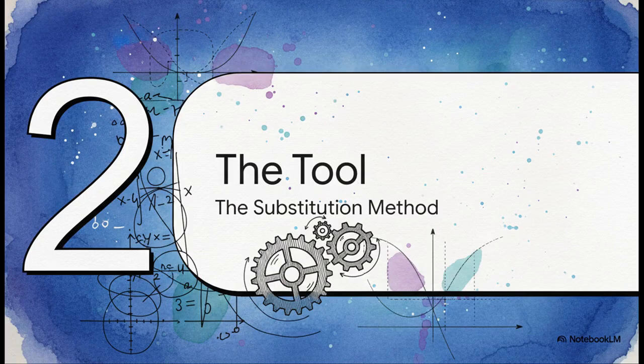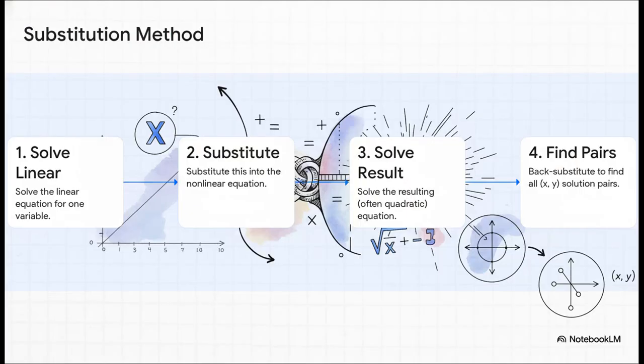Okay, so how in the world do we find these points without just staring at a graph and guessing? Well, we've got a secret weapon. Our go-to algebraic tool here is called the substitution method. And believe me, it is a super powerful and reliable way to crack these systems wide open. So here's the game plan. It's a simple 4-step process.